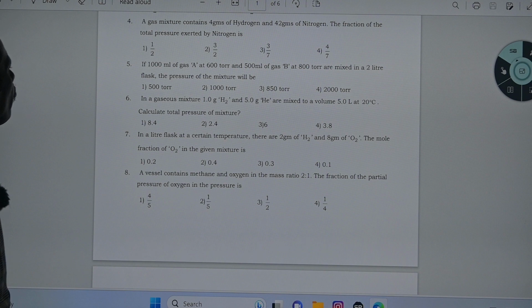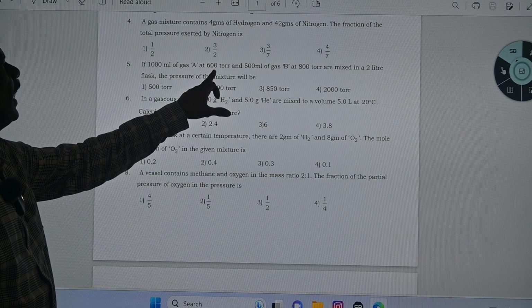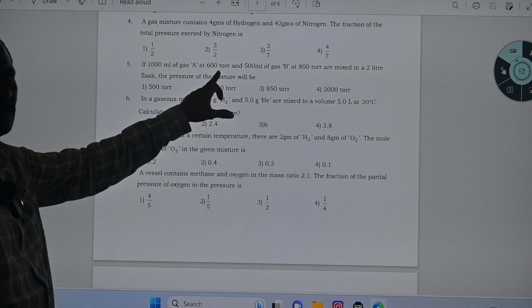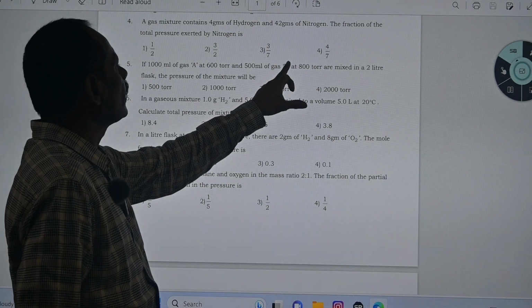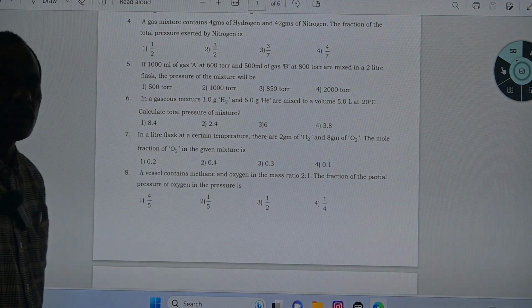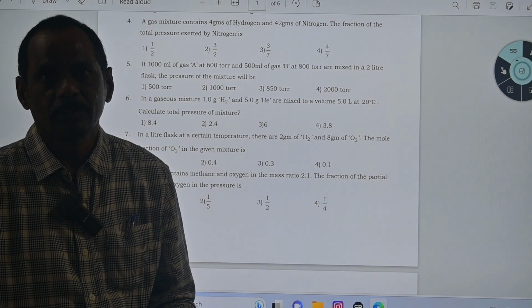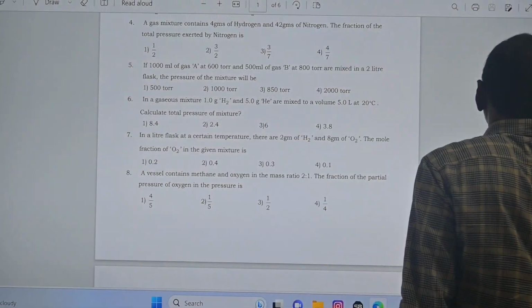Then come to the fifth one. If 1000 milliliters of gas A at 600 torrs and 500 ml of gas B at 800 torrs are mixed in a 2-liter flask, what will be the total pressure of the gas mixture? It is somewhat different formula. Just I will explain.